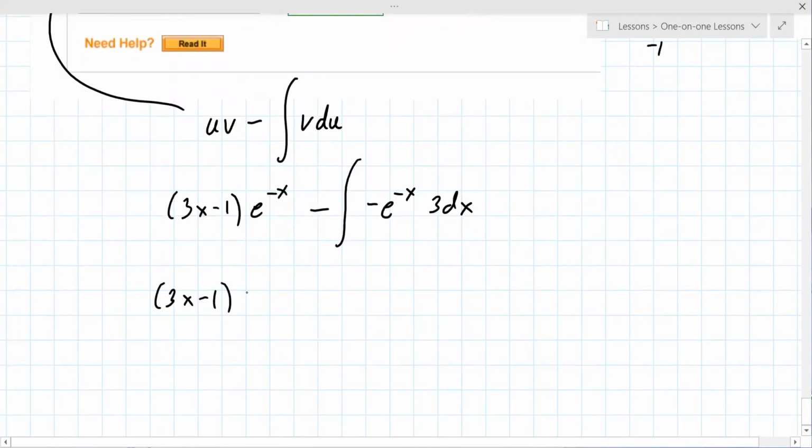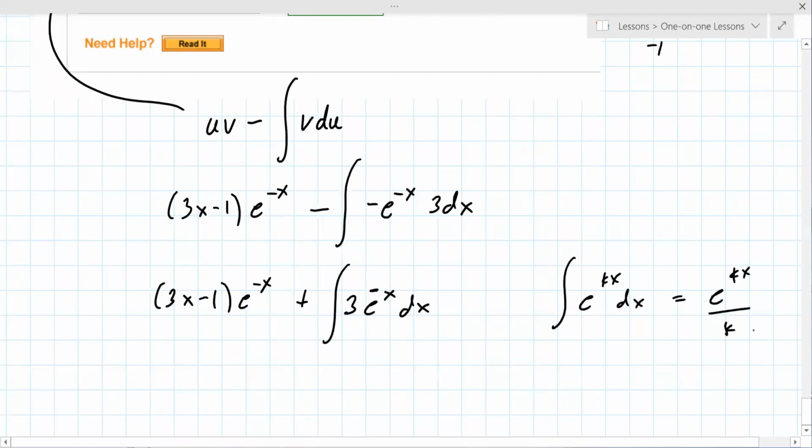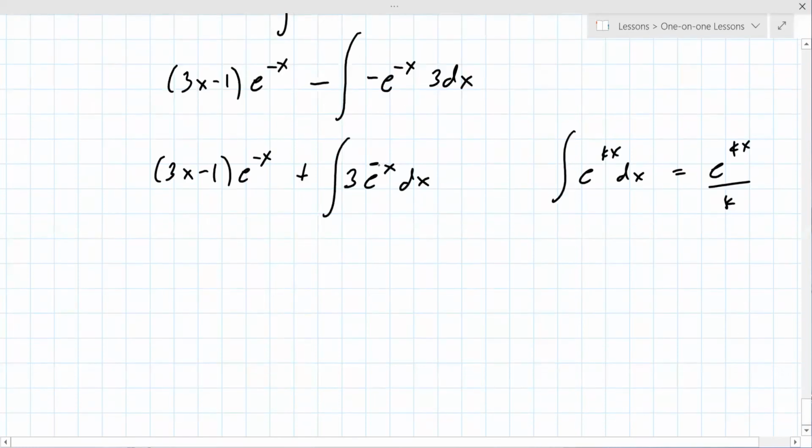So on the left here, I'm just rewriting it. This negative combines with this negative, so make it plus. I'm going to bring the 3 in here, 3e to the minus x dx. So this integrates. The integral of e to the kx dx equals e to the kx over k. So in this case, you've got a negative here. It becomes e to the minus x over -1. And then this 3 just comes with it, plus c.